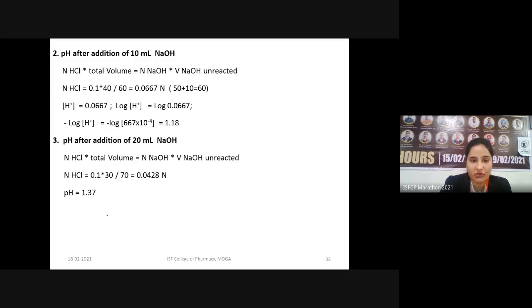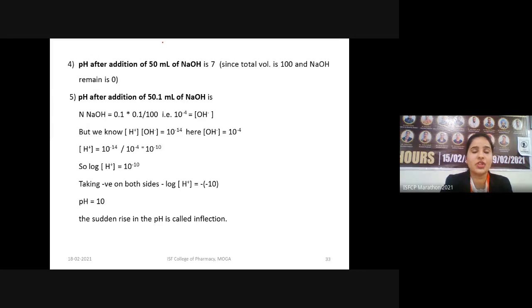We can observe that on the introduction of sodium hydroxide solution, the pH is increasing. It is shifting towards higher pH because of the addition of sodium hydroxide ions. Now, the fourth case is the point after the addition of 50 ml of sodium hydroxide.